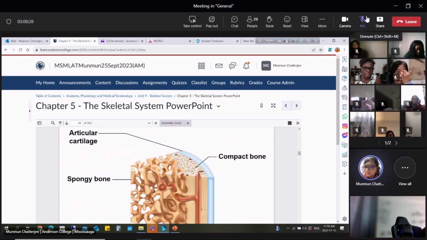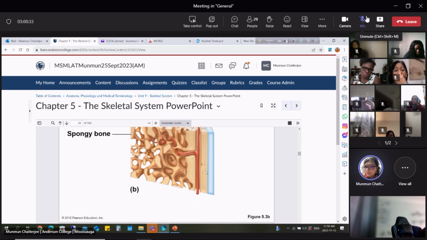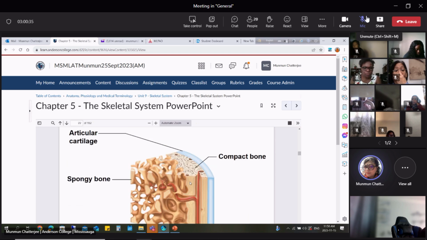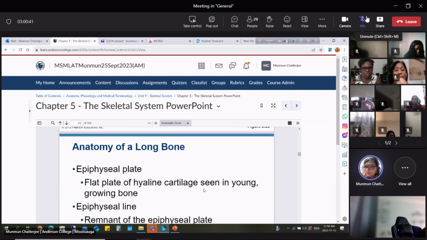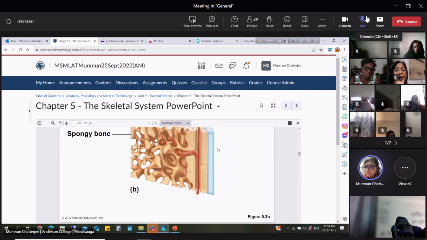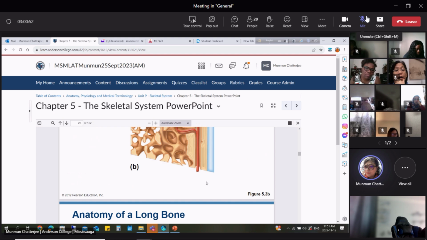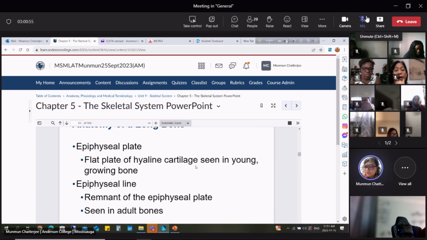So these spongy bones look like this. Compact bones are more compact, but this has a little bit of opening so that the arteries can pass, and this is called the articular cartilage. What I just told you. See, anatomy of the epiphyseal plate. These are the epiphyseal plates, right? Proximal epiphyseal plate. What does it do? It is a flat plate of hyaline cartilage seen in young growing bone.